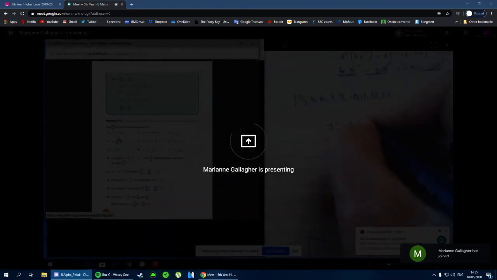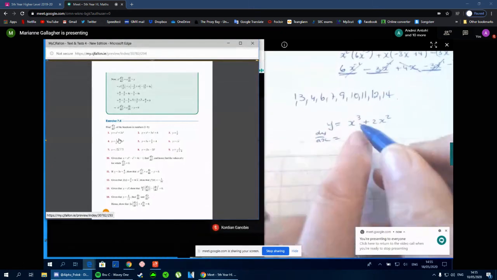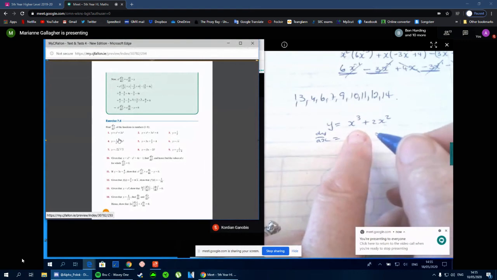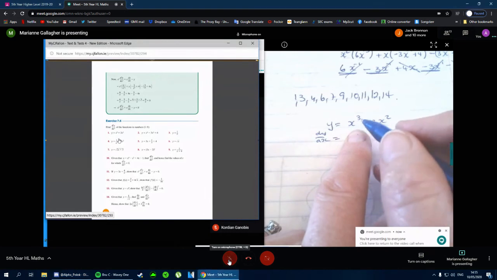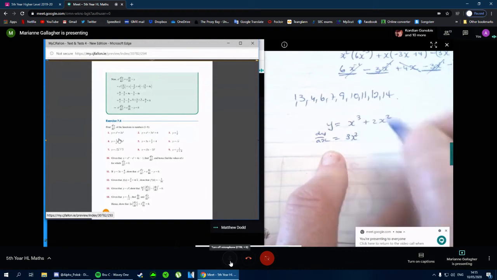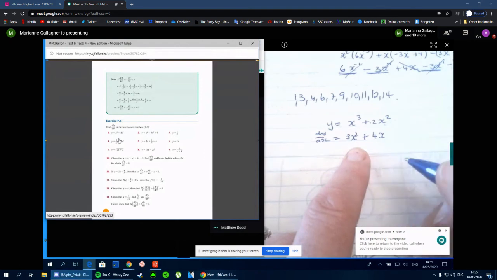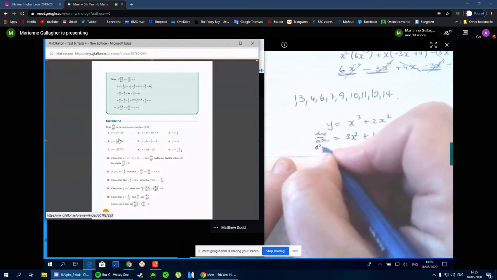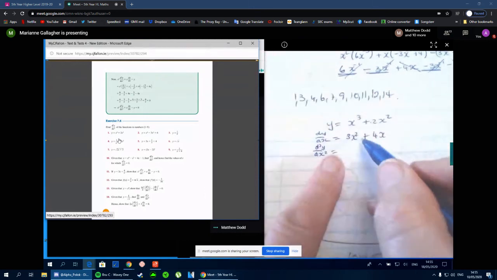So the first one is y equals x cubed plus 2x squared. So dy/dx, what do you get if you differentiate x cubed? 3x squared. Yeah, bring down the 3, take away 1. Then this one, you bring down the 2, so 2 twos is 4, take away 1 to get your new power. And then d2y/dx squared, you just ignore y and you're differentiating this new one.